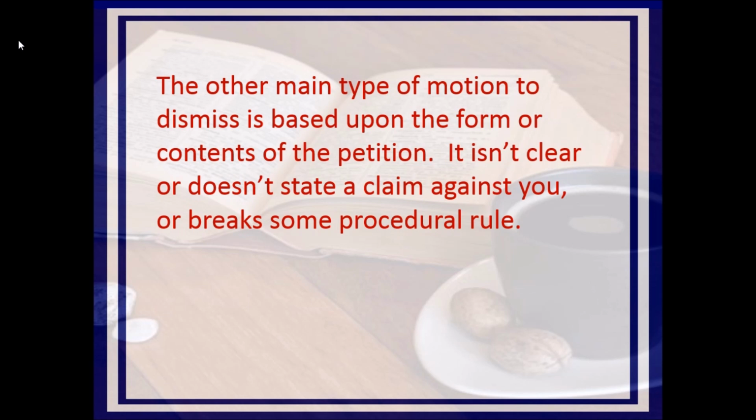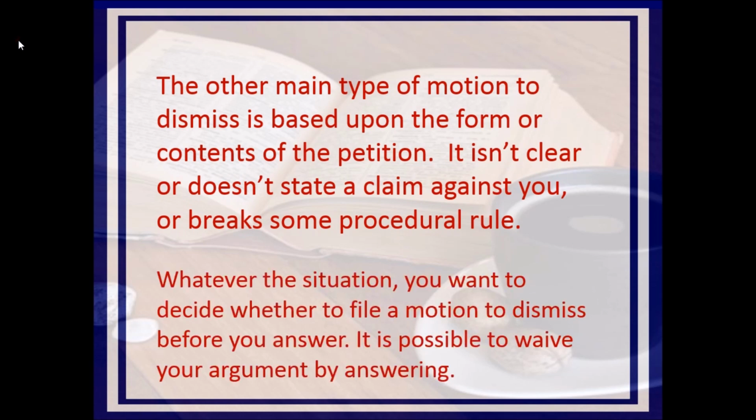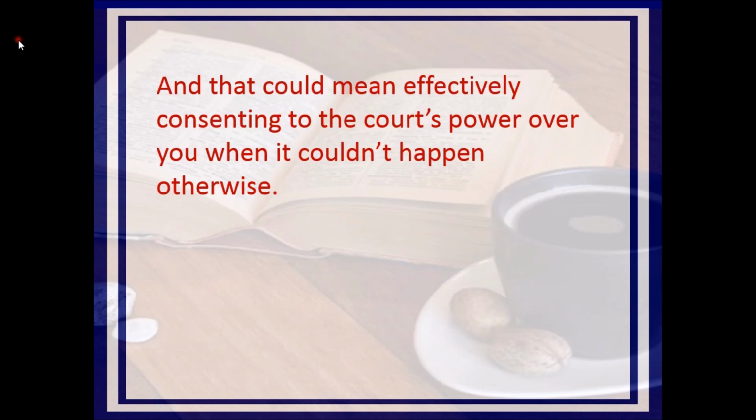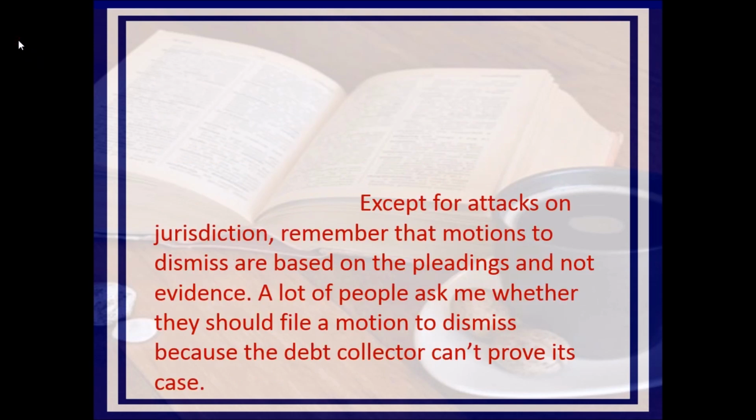The other main type of motion to dismiss is based upon the form or contents of the petition. Let's say it isn't clear, or it doesn't state a claim against you, or it breaks some procedural rule. Whatever the situation, you want to decide whether to file a motion to dismiss before you answer. It's possible to waive your argument by answering. And that could mean effectively consenting to the court's power over you when it couldn't happen otherwise. Except for attacks on jurisdiction, remember that motions to dismiss are based on the pleadings and not evidence.